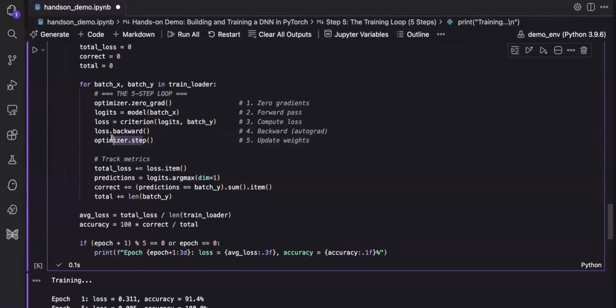Then we have this optimizer.step. Adam reads all those grad values and updates every parameter. After this line, the model is slightly better than it was one step ago. Then the inner loop continues to the next batch.